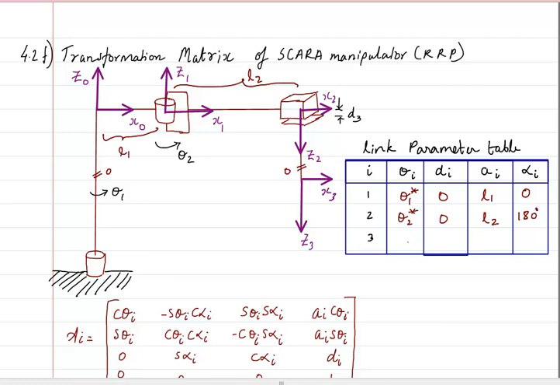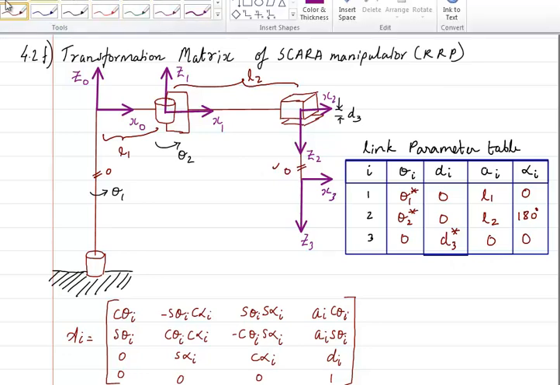Then the last is any movement I have to give. For frame 2 and frame 3, x2 and x3 are already parallel, so there is no need to rotate. Theta i is going to be 0. How much does d have to move? Since the link length I have already given as 0, I will write only the joint variable, which is d3 star. Once I do that, x1, x2 and x3 are already overlapped, so there is no a i, and z3 and z2 are also overlapped, so alpha is going to be 0. So the link parameter table is also completed.